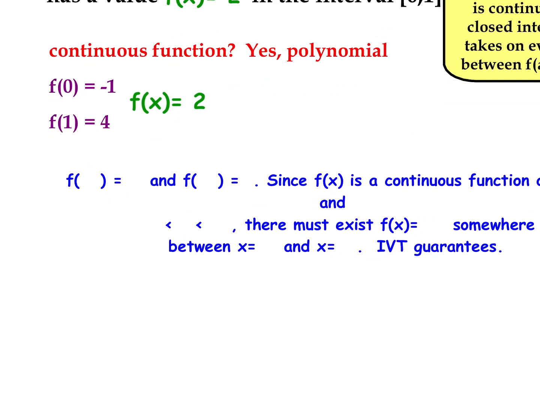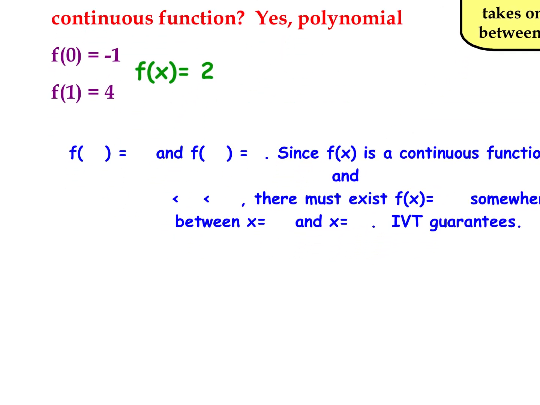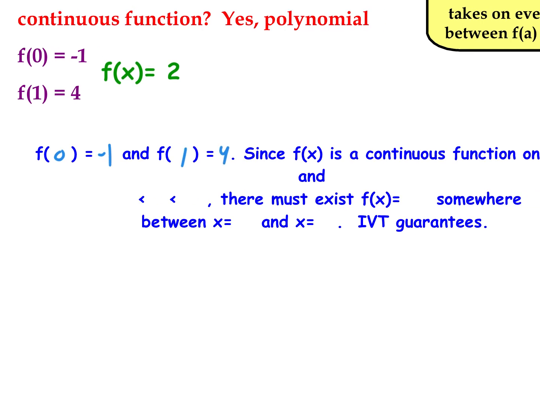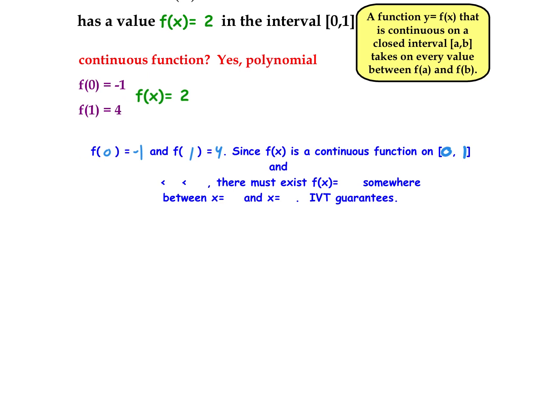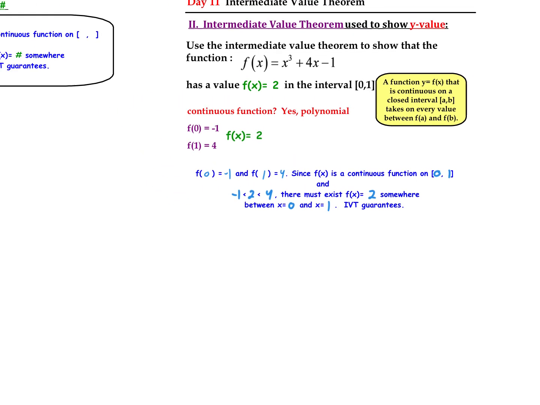So let's get our write-up going. F of 0 equals -1, and f of 1 equals 4. And since our function is continuous everywhere, but also specifically on this interval from 0 to 1, and I know that 2 is in between -1 and 4, there has to be some function value that equals 2 somewhere between those x values of 0 and 1, the IVT guarantees.